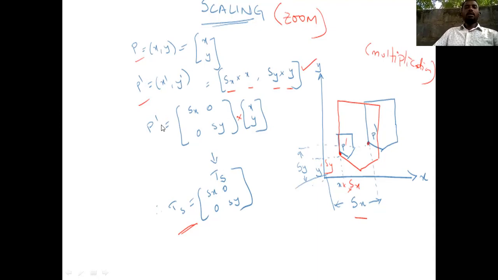So P' = [x y] multiplied by the matrix [sx 0; 0 sy]. So therefore it equals x into sx plus y into 0, and x into 0 plus y into sy. So we are multiplying like this. So the total transformation of scaling is nothing but the matrix [sx 0; 0 sy]. So this is the transformation of scaling.